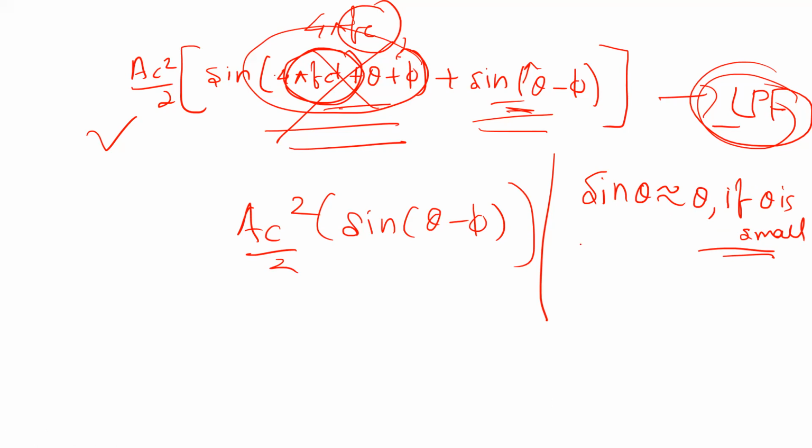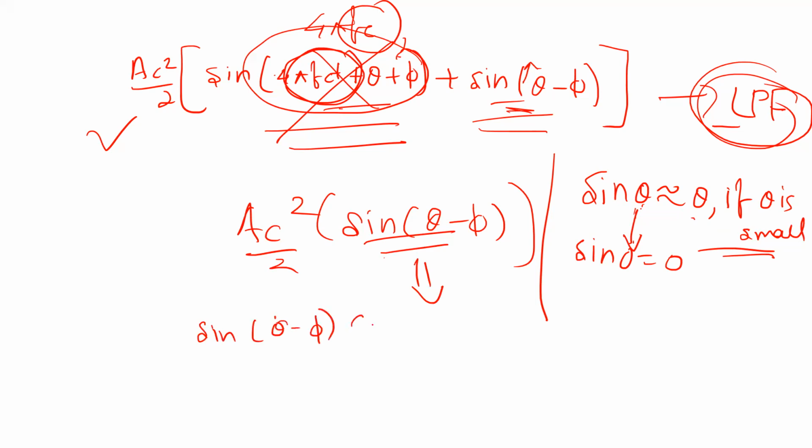You can see an example: sine 0 is 0. When theta is small, sine theta is almost equal to theta. Hence, can I write that sine of theta minus phi will be written as theta minus phi if theta minus phi is small?